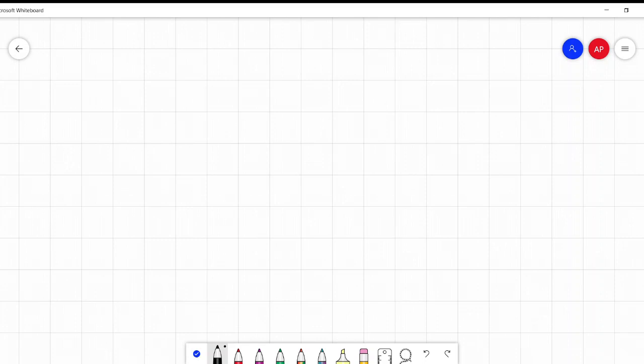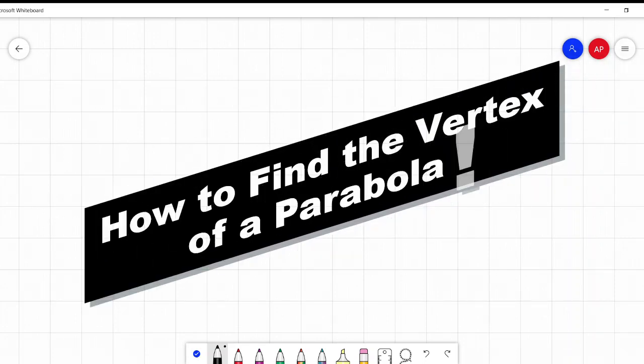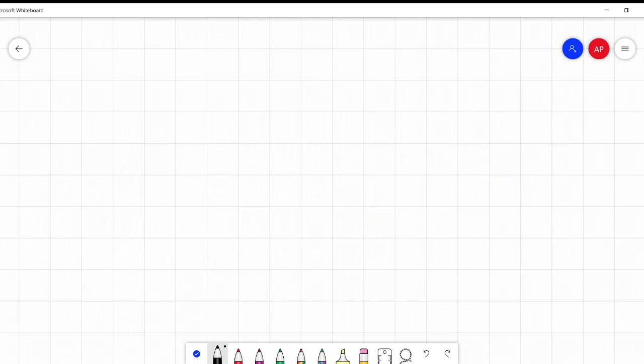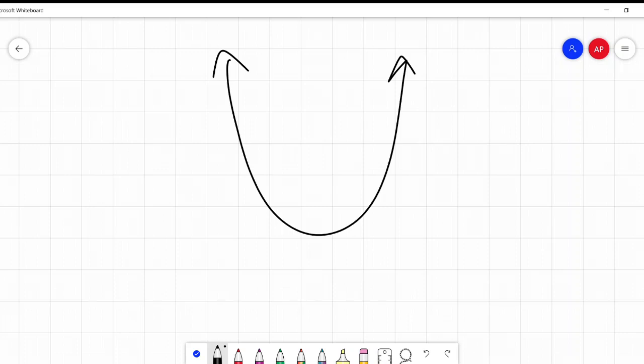Today is about finding the vertex of a parabola. How to find the vertex of a parabola. Now I'm assuming that you already know what a parabola is, you know, its basic shape, that we often see it written.